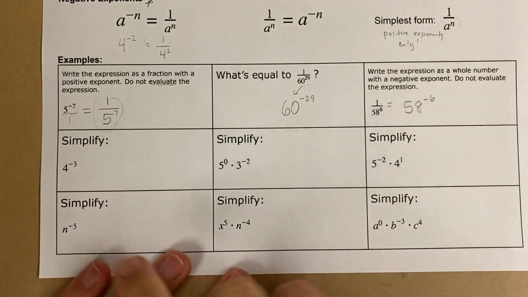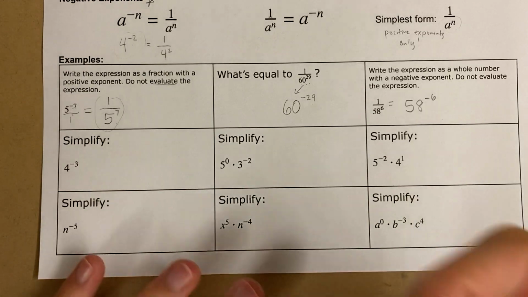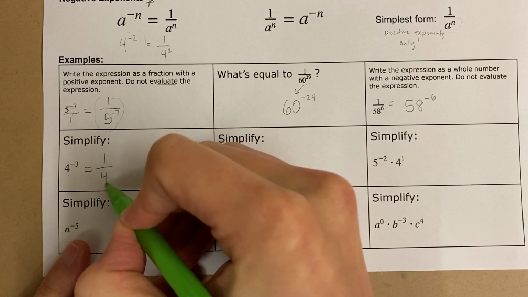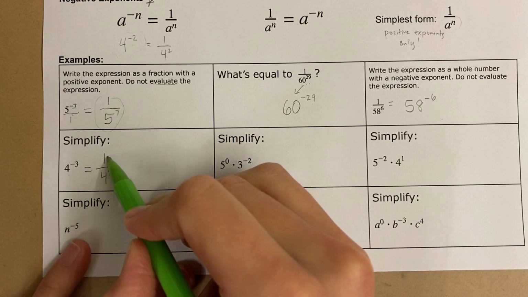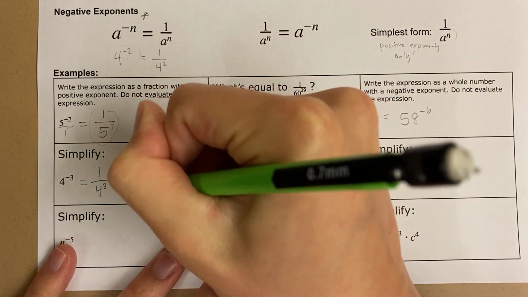Okay, so let's do a couple problems that you might run into, and then you'll get a chance to try this out. Okay, so this becomes 1 over 4 to the third, right? This is a negative 3, so we're going to put it on the bottom of the fraction, and then 4 to the third, you can even kind of cheat over here, is 64. So this becomes 1 over 64.